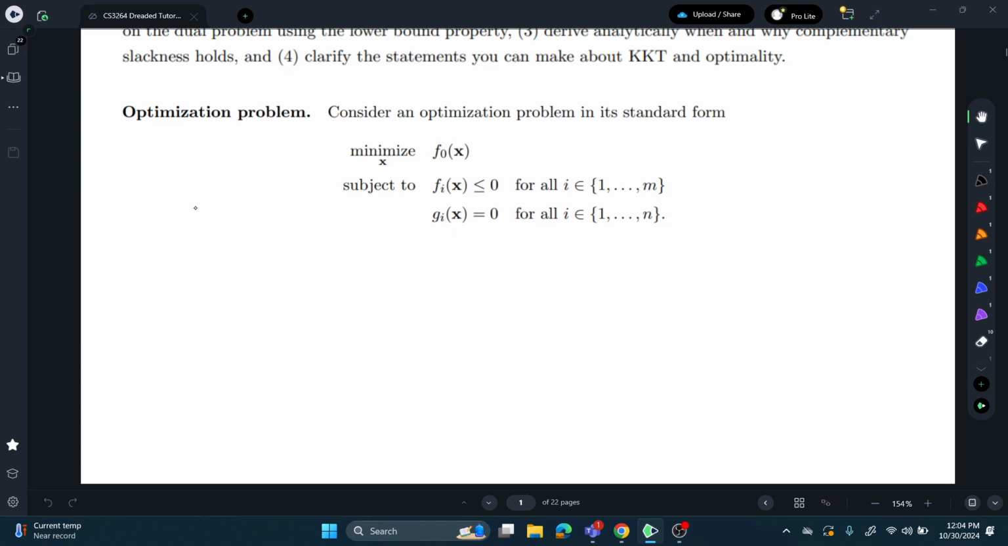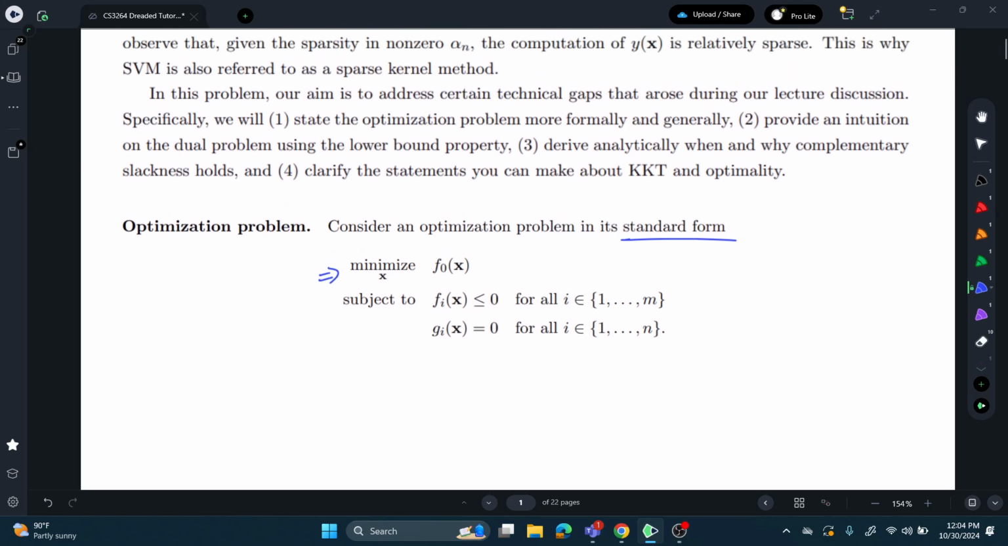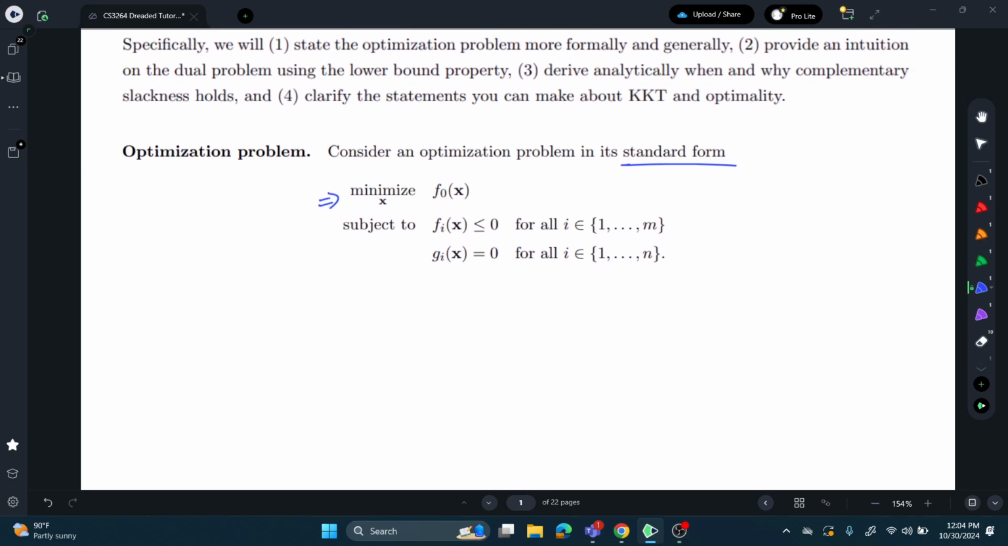We have seen this form of the optimization problem. This is what we call the standard form of the optimization problem, where we always want to minimize the function. f0 is what we call the objective function. Subject to these are the inequality constraints. Note that the inequality constraints must be less than or equal to 0, so the right hand side must be 0. Then these are our equality constraints.